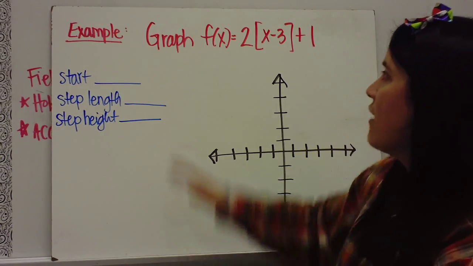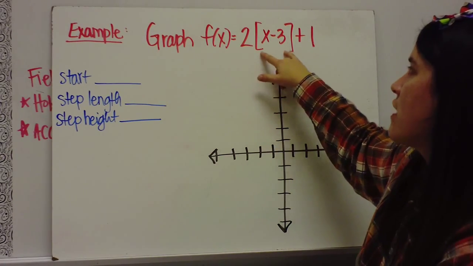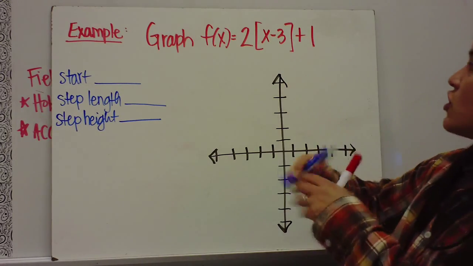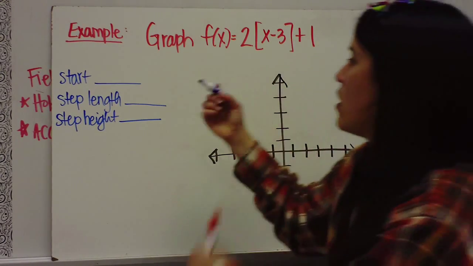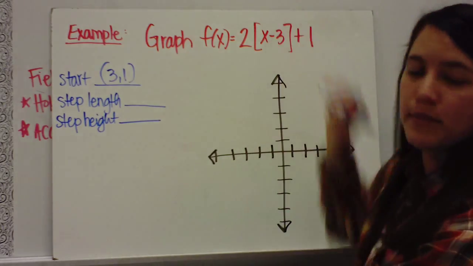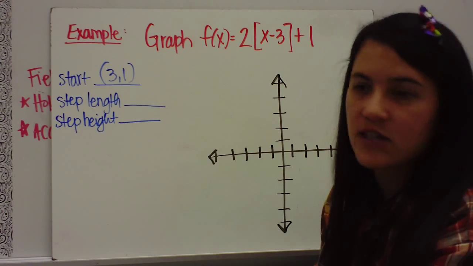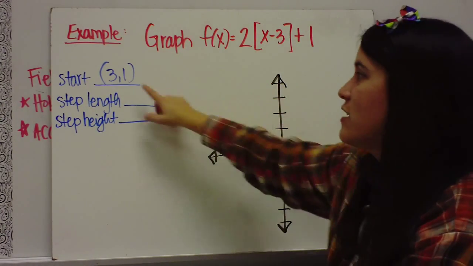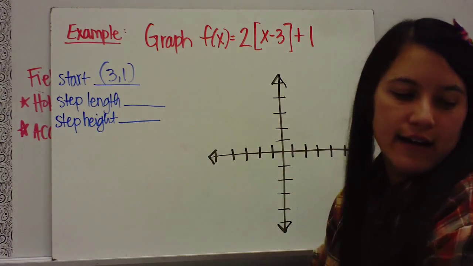Alright, example 1, graph this function: 2 times the floor bracket of x minus 3, plus 1. So your starting point is right here, (3, 1). Notice I took the opposite like we've been doing. Because of this negative, it means it's going to shift right, and that's why we're going to start at (3, 1).